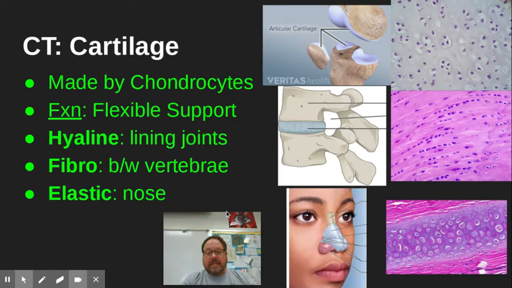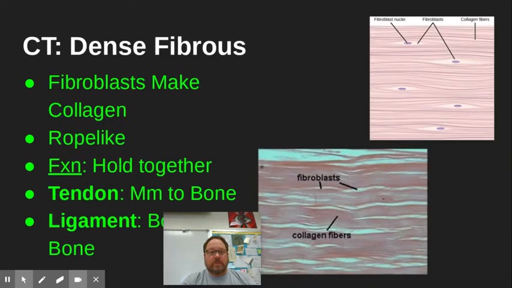Now, if something is elastic, that means you can stretch it, and then when you release the tension, it goes back to its original shape. So your nose, your ears, they contain elastic cartilage. And again, that provides the ability to deform, but then go back to the original shape.